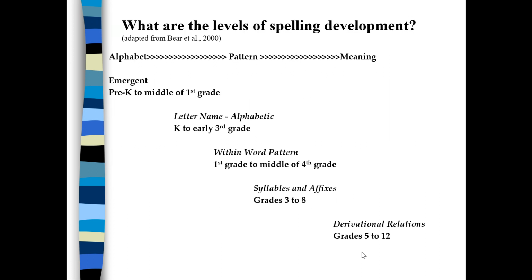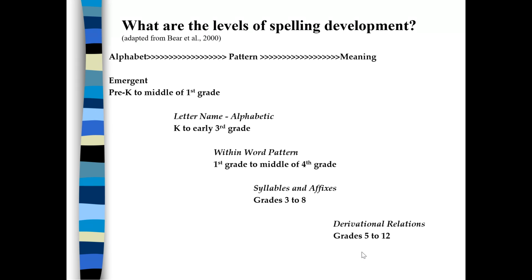The levels of spelling development fall within the alphabet, the pattern, and the meaning phases. Starting with the emergent learners. You've studied emergent in a different situation too. This is an emergent speller. It's usually about pre-K to first grade. They move up from emergent spellers to letter name alphabetic spellers, where we're moving out of alphabet and more into pattern phase. That's kindergarten to early third.